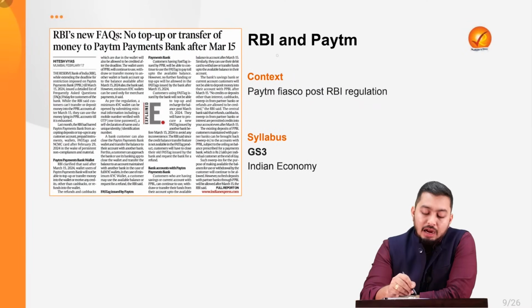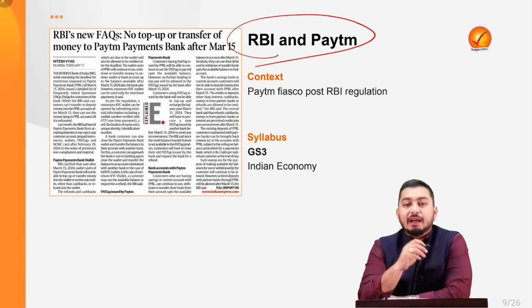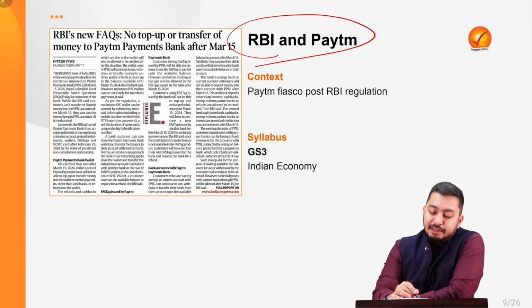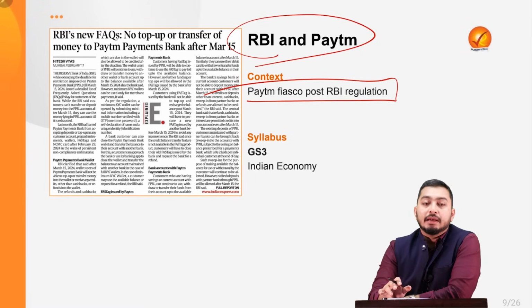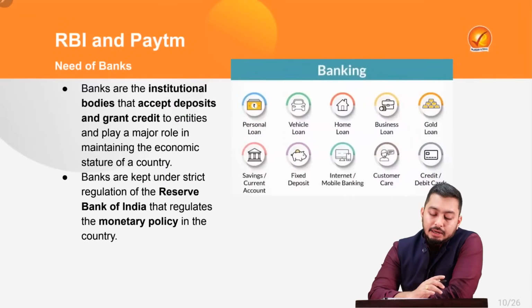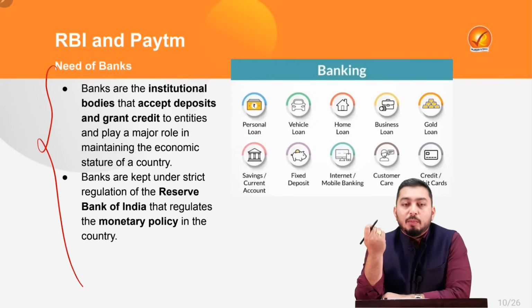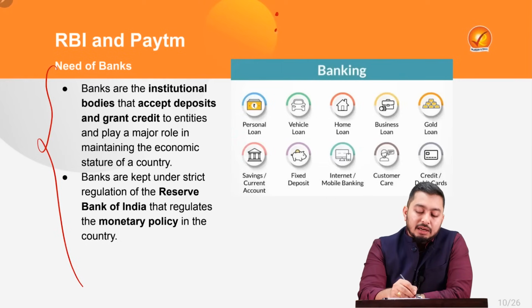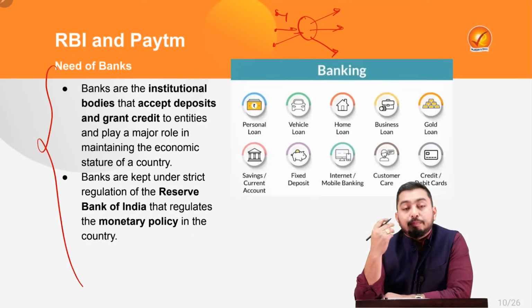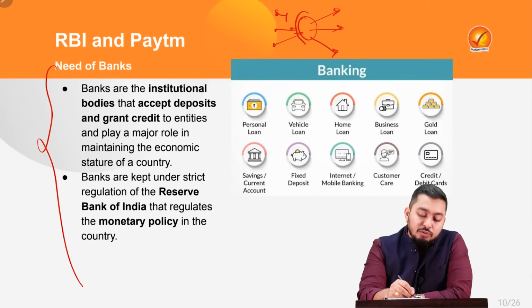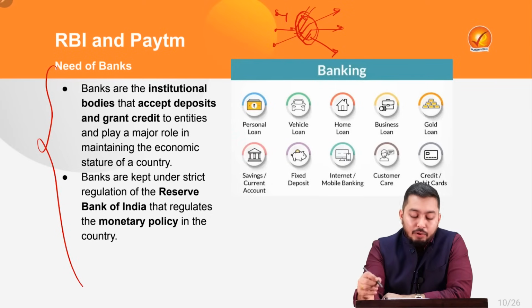Let's look at the RBI and Paytm and what happened to Paytm. The Paytm fiasco post RBI regulation is important. Now you need a bank for the economy. Why? Because a lot of people will come in, they will chip in their money, and the bank as an institution will provide the same amount of money to people who are in need, and in this process it enables the movement of money, and in itself it can earn some profit.